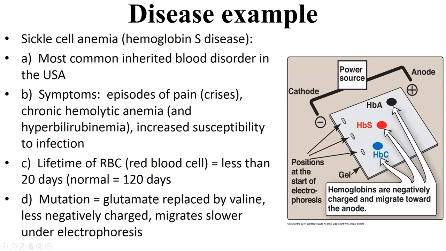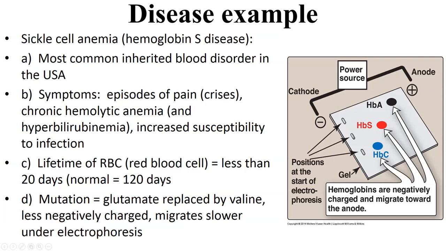So the lifetime of a red blood cell in someone with sickle cell anemia, on average, is less than 20 days. And for a normal person, it's somewhere around 120 days. So a typical red blood cell lasts about 3 months.